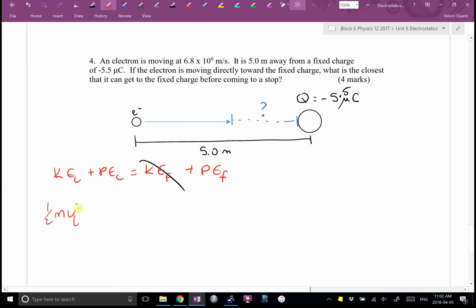A half m V initial squared plus K big Q little q over R initial equals K big Q little q, or Q1 Q2, over R final. And I guess what I'm trying to find is R final. You know what? I'll get this whole left side by itself as a number first, then I'll get the R final by itself.